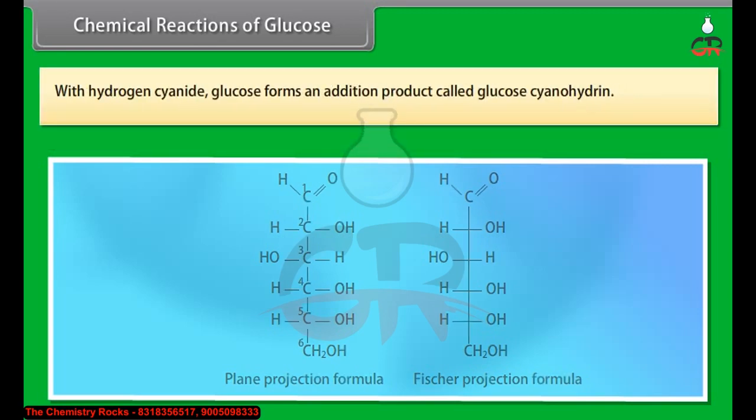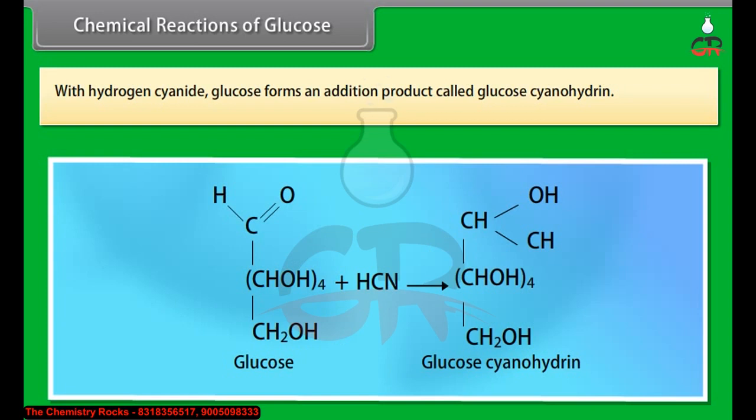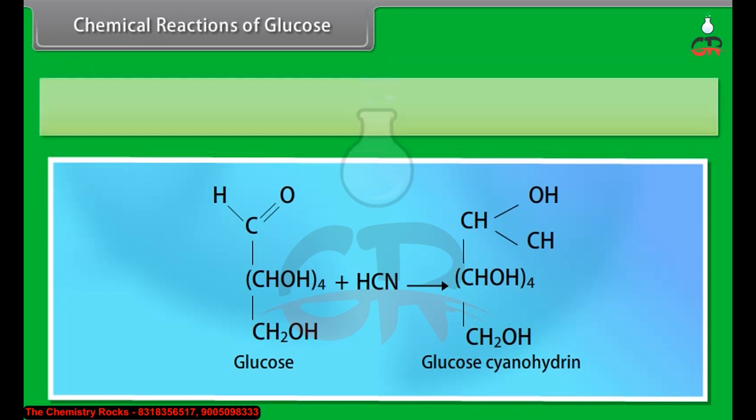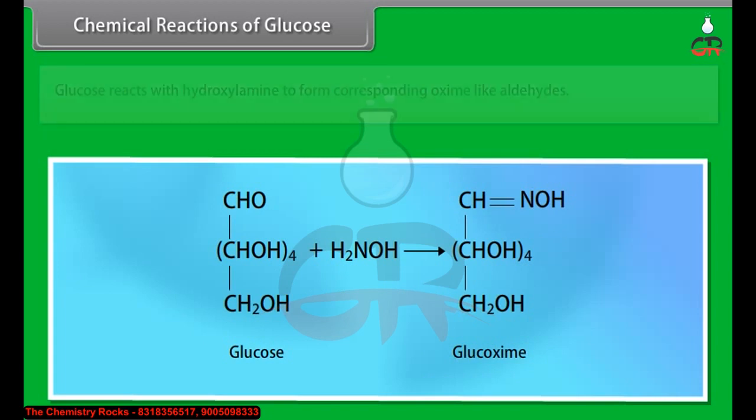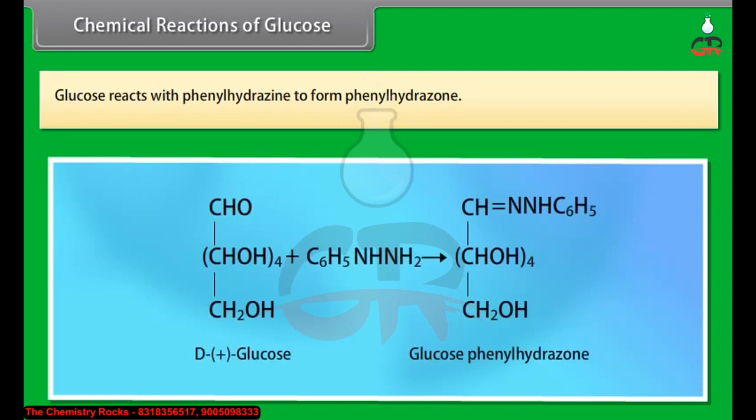With hydrogen cyanide, glucose forms an addition product called glucose cyanohydrin. Glucose reacts with hydroxylamine to form the corresponding oxime like aldehydes. Glucose reacts with phenylhydrazine to form phenylhydrazone.